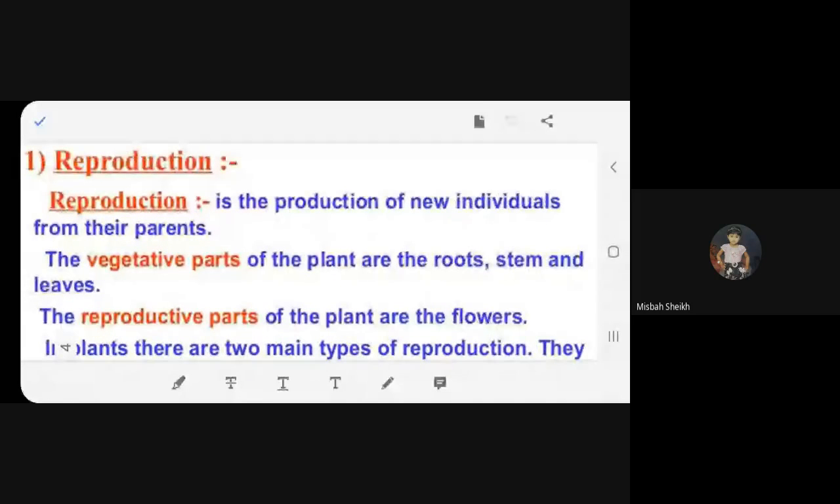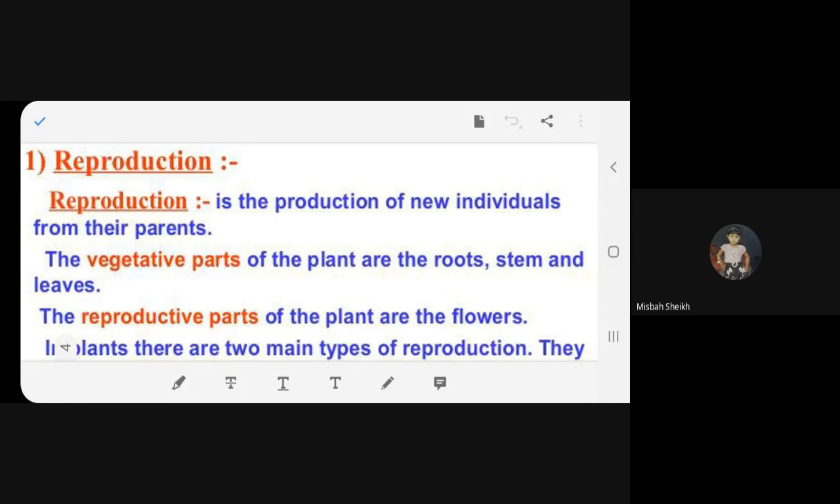Reproduction. Reproduction is the production of new individuals from their parents. The vegetative parts of the plant are the roots, stem, and leaves. The reproductive parts of the plant are the flowers.